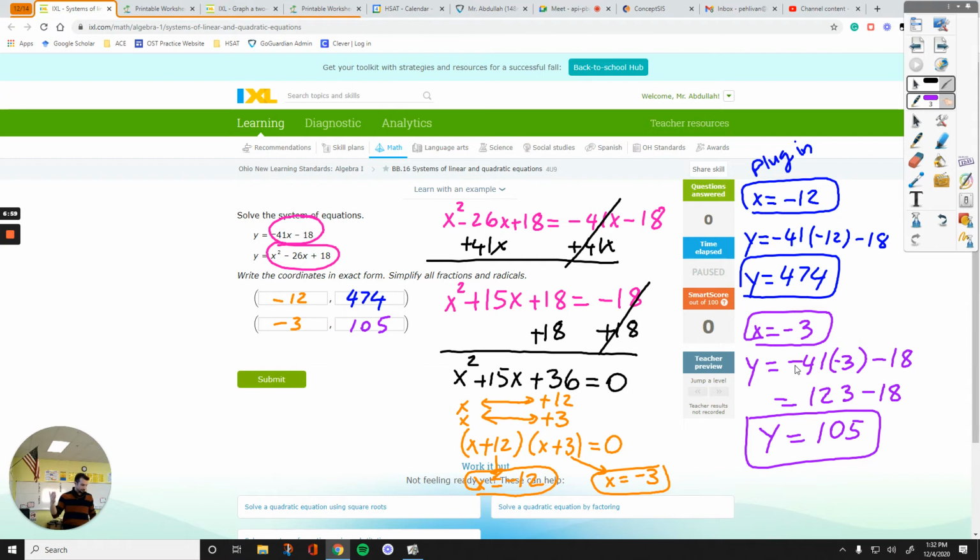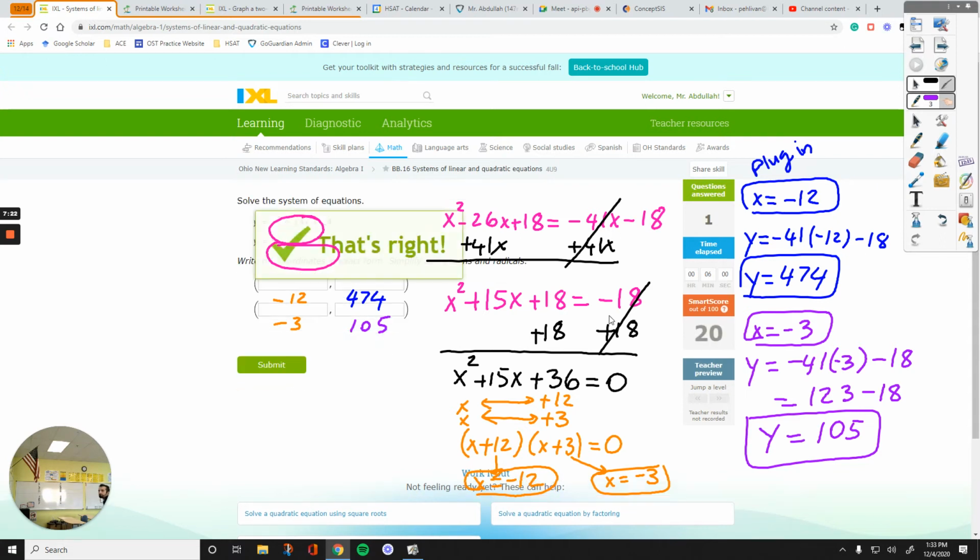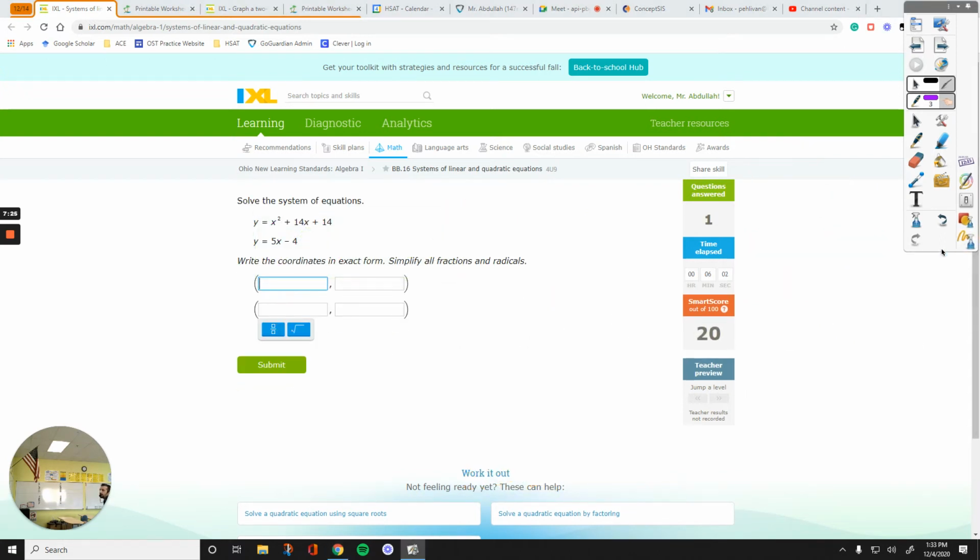So we just submit them and then move on to the next question. Let me just type them in. Y equals, since the numbers look weird, I don't want you to think I just made them up, 474. The next line is going to be -3 and then 105. Let's see. Yep, so we got that question right. And then let me show you what other ways you can confirm if your answer is right.